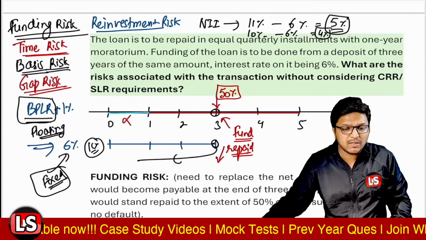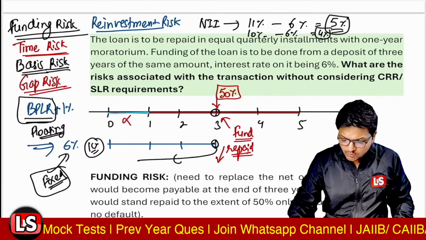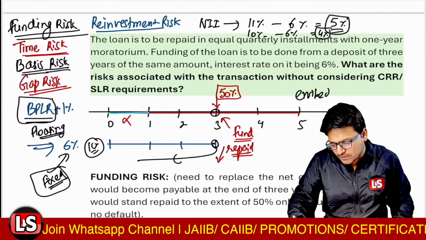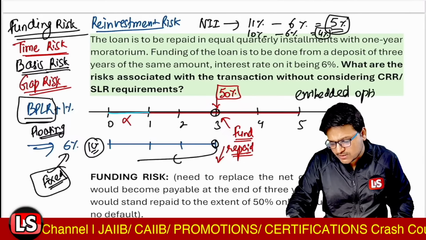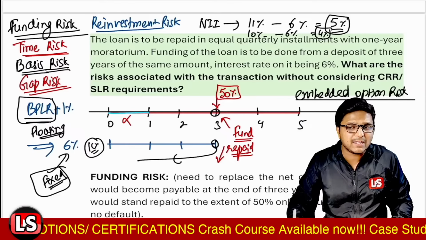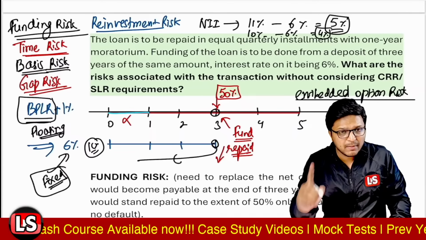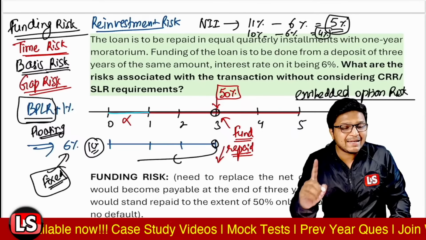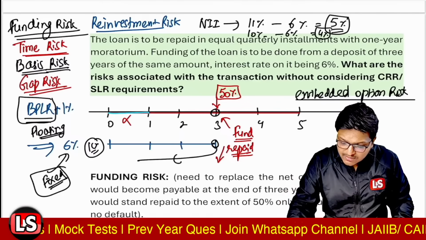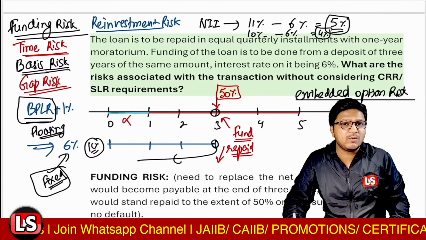So the reinvestment risk will also be there, and the other risk which will be there, let me just write over here, is the embedded option risk. Now what is embedded option risk? Embedded option risk is related to the fact that if a loan is taken, the borrower can prepay the loan, and also the depositor can make a premature withdrawal of the FDR. So that is the embedded option risk associated with the same.